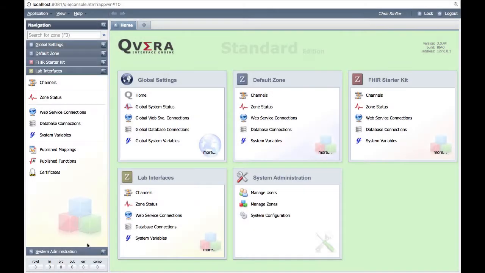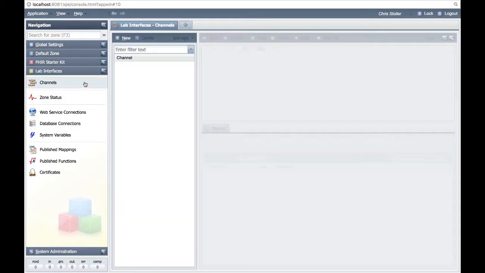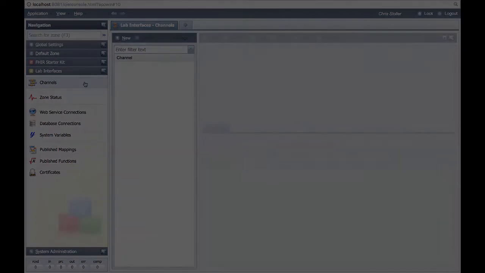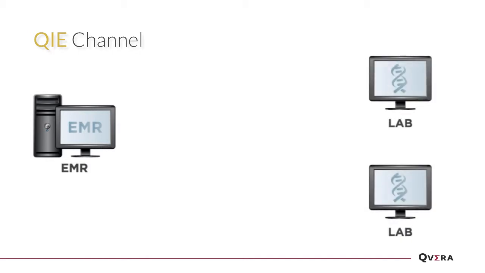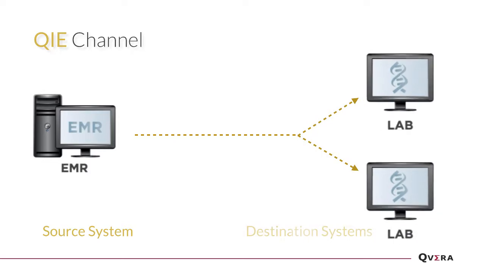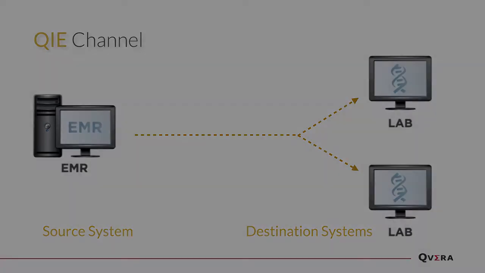Click on the Lab Interfaces zone and select Channels in the navigation panel. In QIE, a channel represents an interface between two or more systems and contains the configuration for managing the flow of data between those systems. A channel can only have one source system, but can be configured to send the message to multiple destinations.